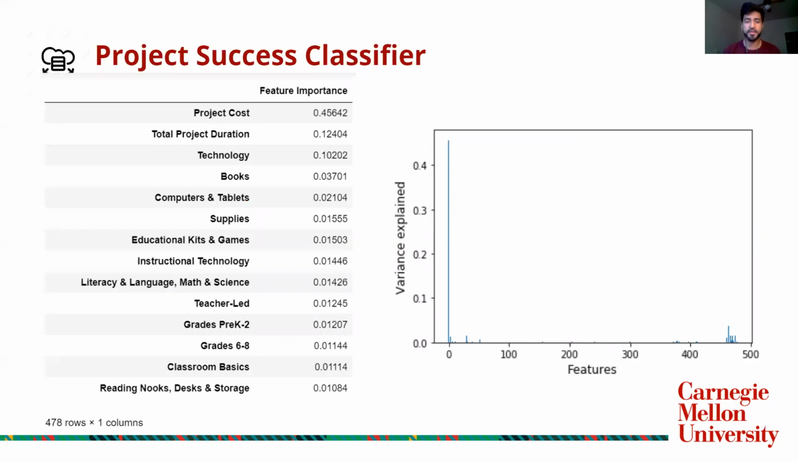Using a random forest algorithm, we identified three factors: project cost, project duration, and whether the project is technology-based, to be the most significant predictors of funding success. The feature importance column that you see here shows the variance explained by all the features. Of all the 400 plus features, these top three features explain around 70% of the variance in the project's funding success.